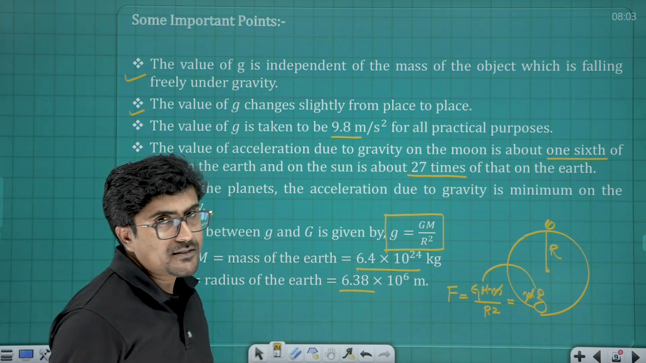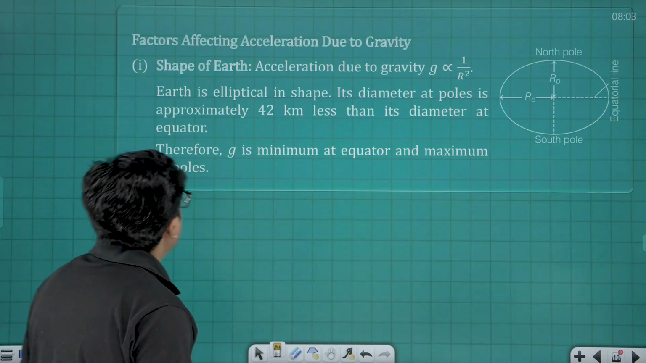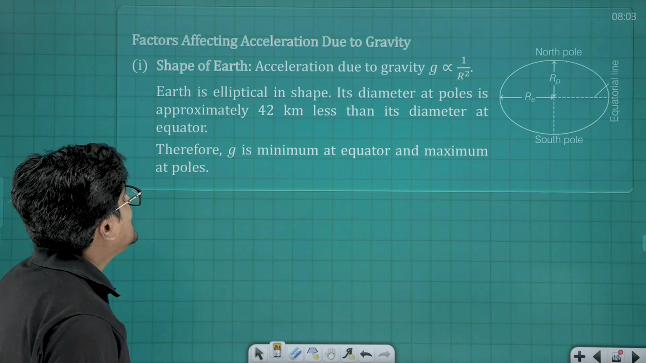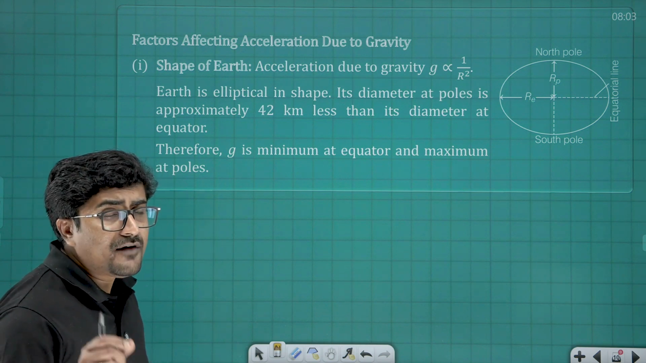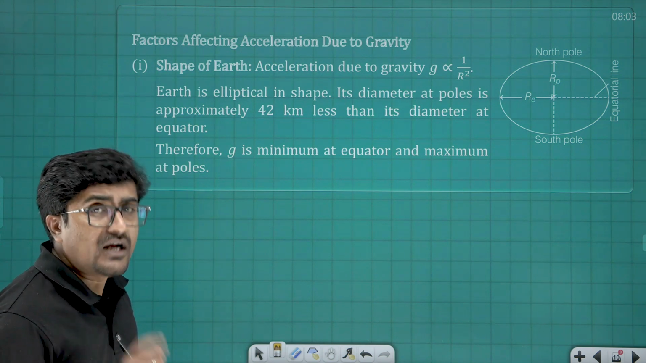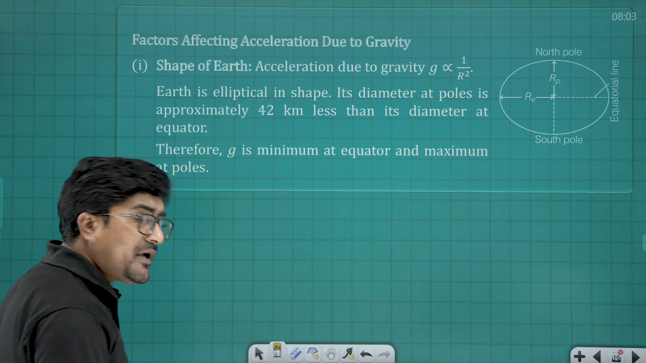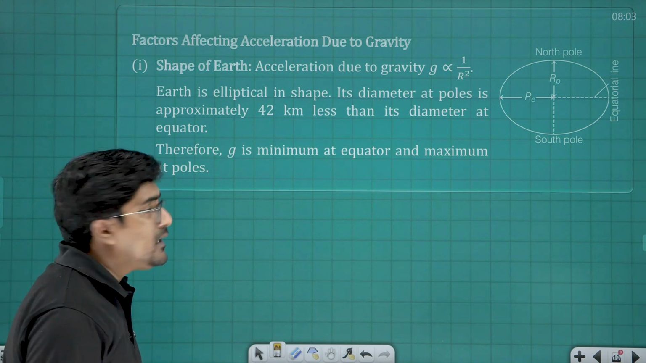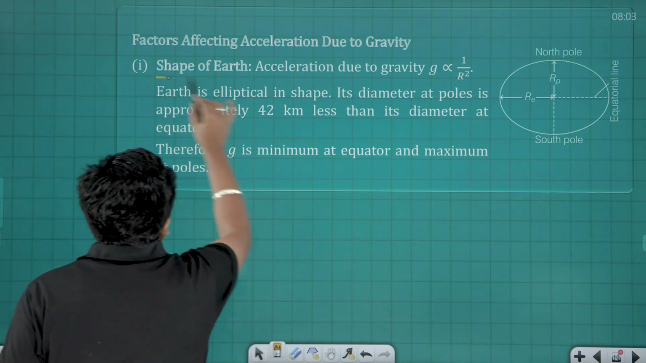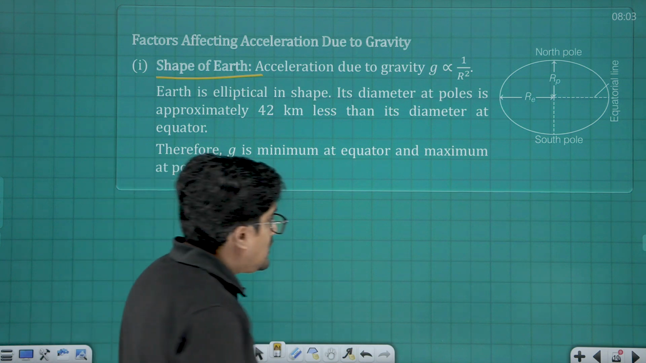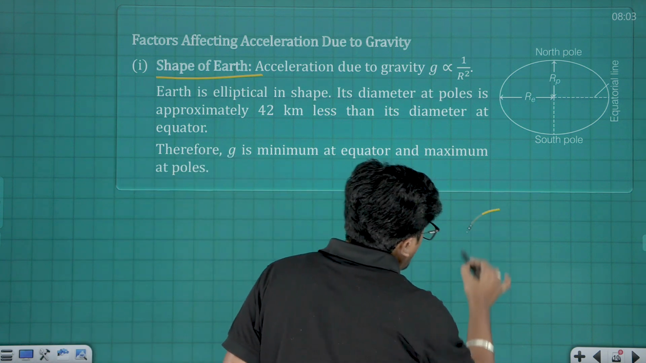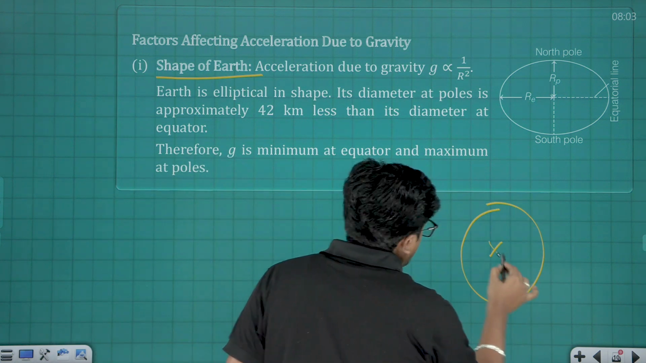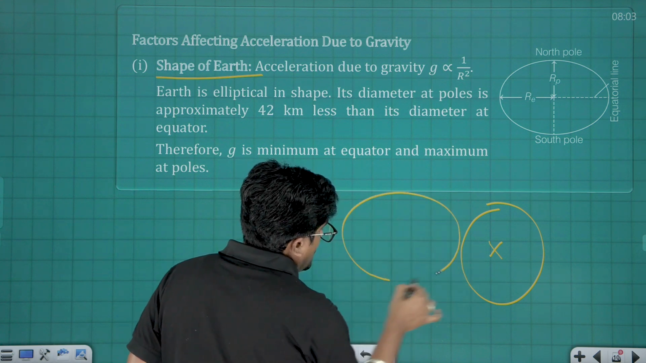Okay. Now, what are the factors that affect the value of acceleration due to gravity of the earth? So here we are going to discuss about the earth only. Definitely the shape. Okay, fine. The earth is exactly not spherical in shape. Okay, it's something like this.